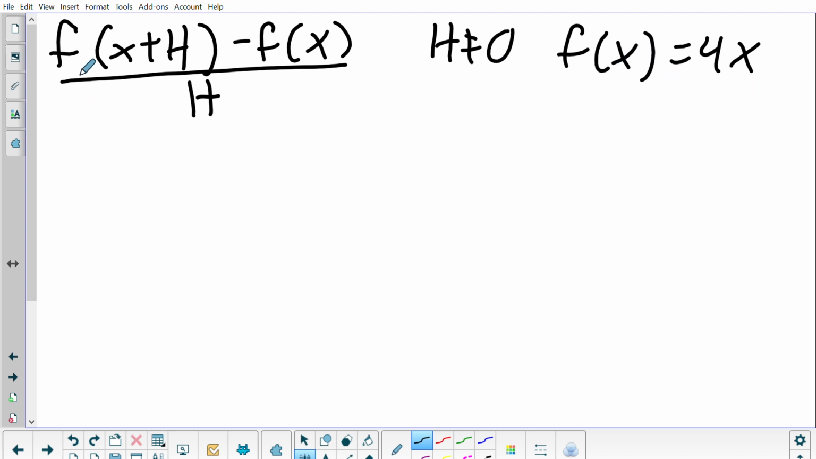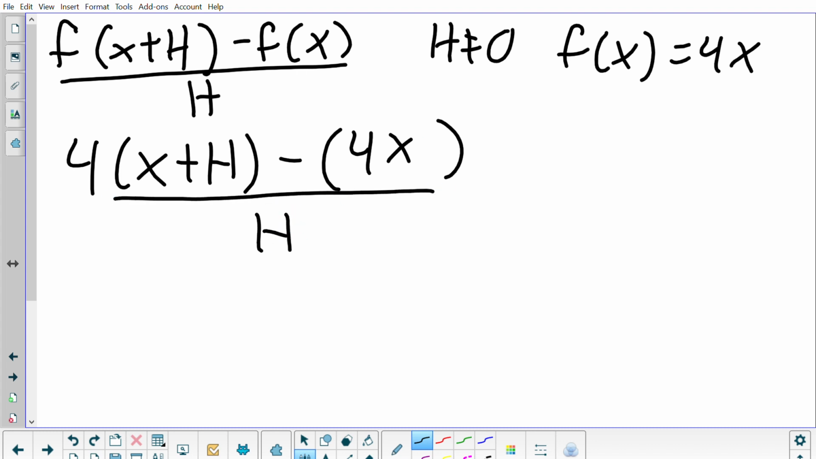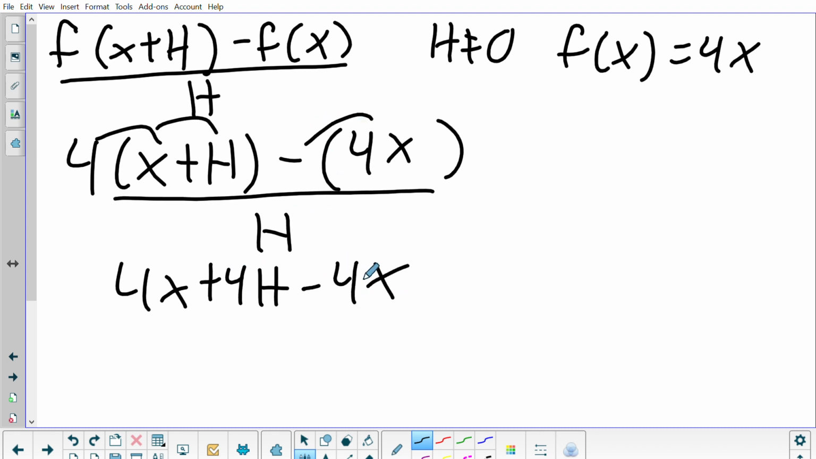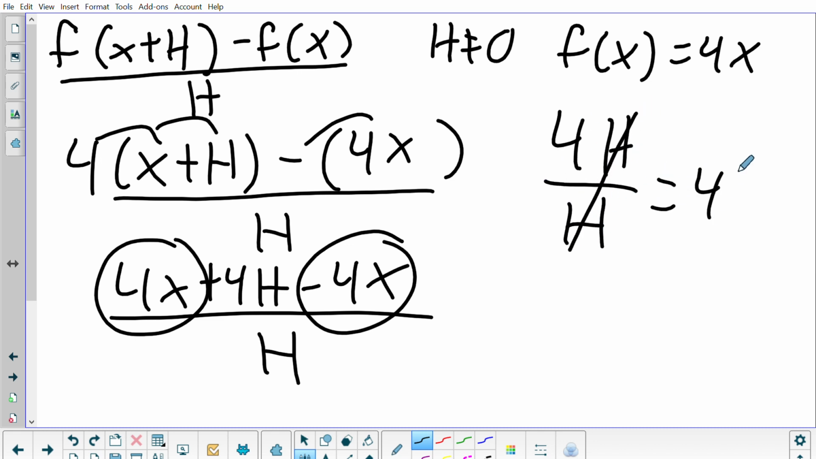So I'm just going to replace every time I see f of x, every time I see an x, replace it with x plus h, minus f of x, all over h. I'm going to distribute, and then distribute this negative sign, and still all over h. I'm going to combine this 4x with this minus 4x, and those cancel, and I'm left with 4h over h, and then the h's cancel, and I'm left with 4.